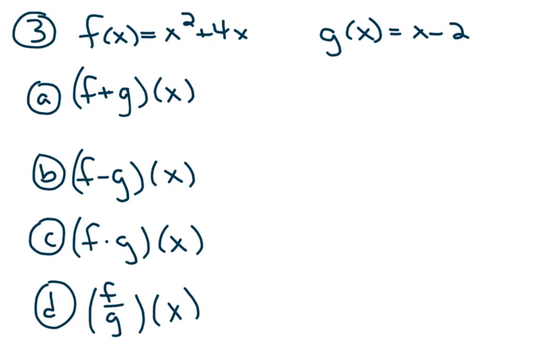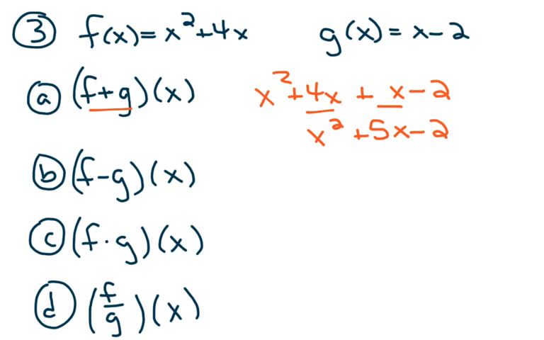This was operations on functions. And the first notation here is really just asking you to add x squared plus 4x plus x minus 2. That's all it is. It's just a different notation for adding two functions. When you add two functions, you just combine like terms. These are your like terms, so it's x squared plus 5x minus 2.